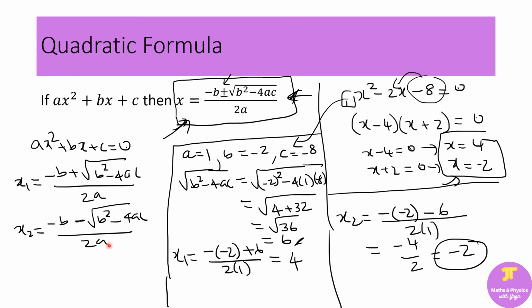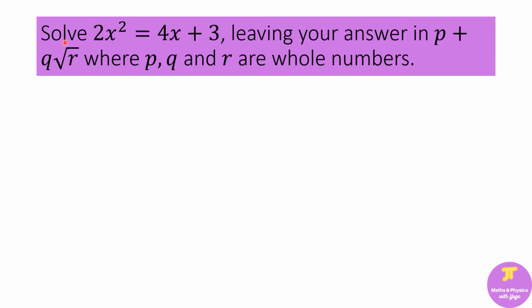So let's have a look at another example. Solve this equation, leaving your answer in p plus q square root of r format, where p, q, r are whole numbers. As you can see from the question, this is not going to be an easy factorization, so we cannot use factor pairs to find the factors. So how can we solve this one?